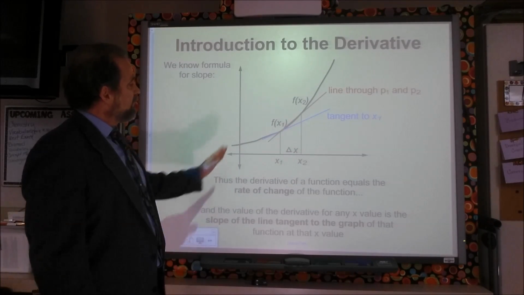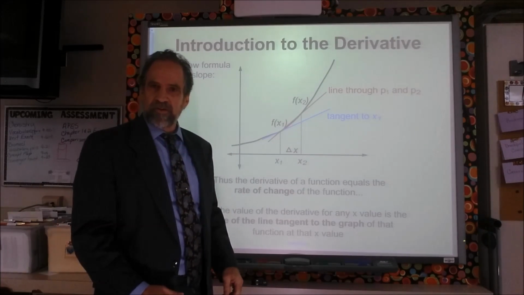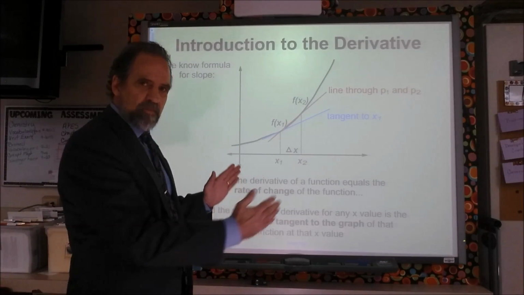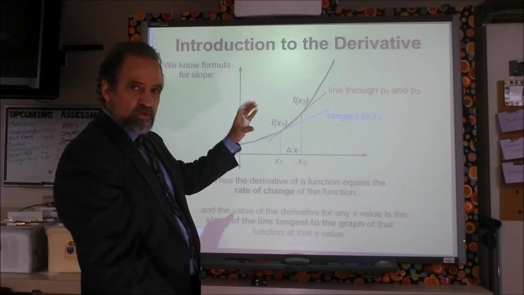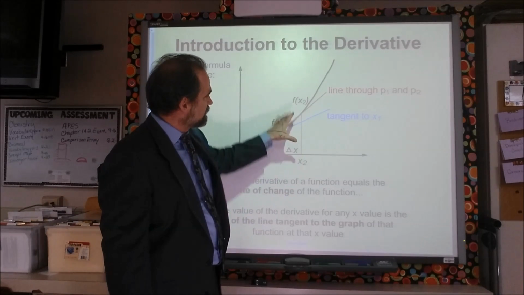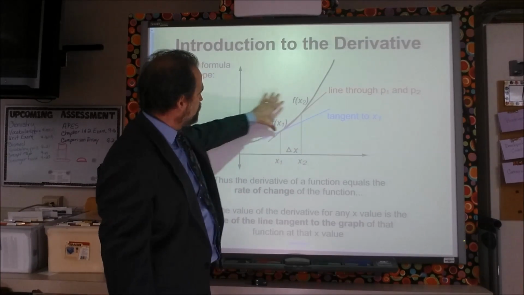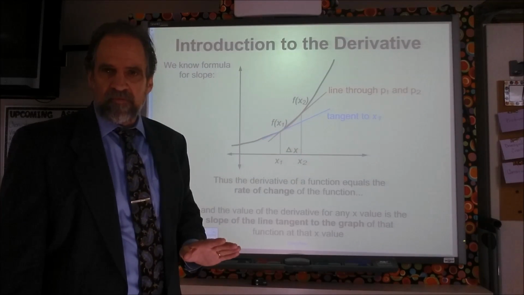So if I were to make delta x smaller, you remember the epsilon delta formula for limit: if I squeeze it in the x, I should squeeze in the y, and I should get closer and closer to an output point. Well, if I squeeze this x closer to that, I'm squeezing f of x closer to that output point. It's the same type of thing.